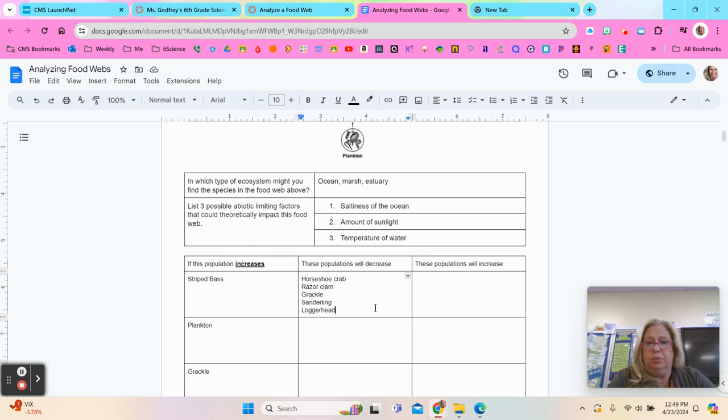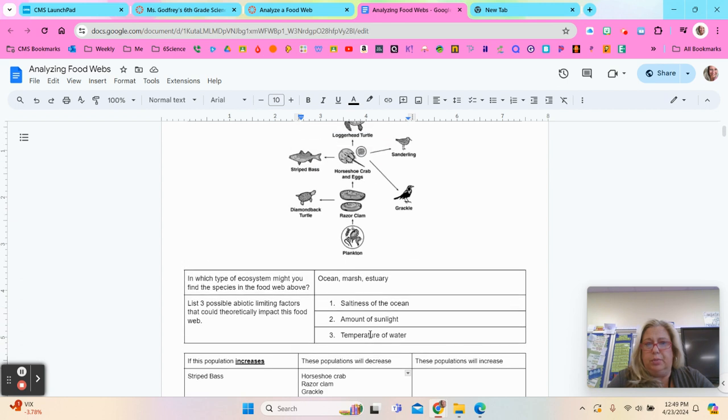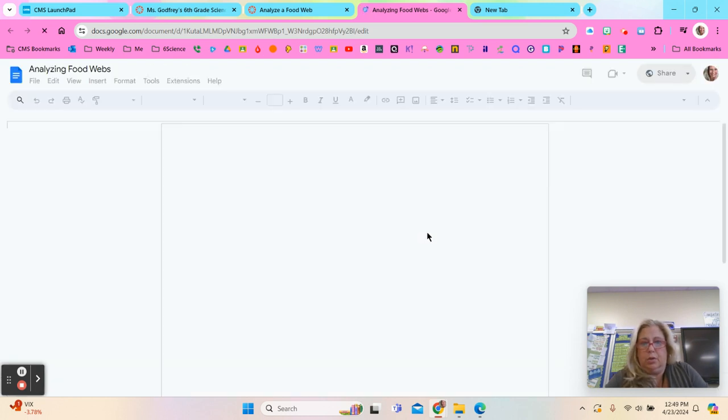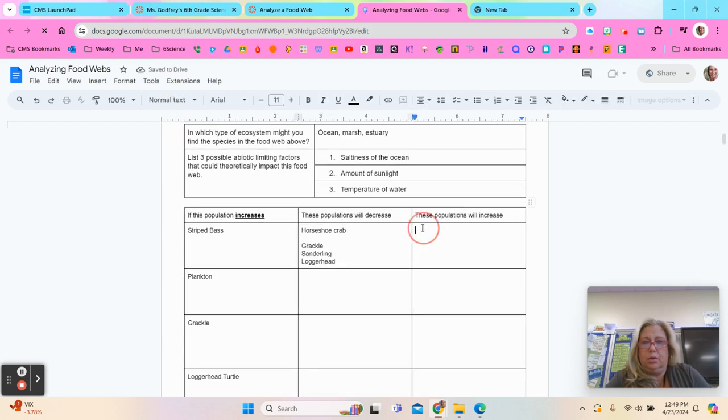So what population might increase as a result of more striped bass? So let's see. If I have so many striped bass, right, then I make this decrease. Oh, wait a minute. The razor clams. Oh, no, no, no. The horseshoe. Oh, I see. The razor clam shouldn't have gone there because the razor clam would increase. So razor clams go there. Oh, what did I do wrong? Okay. All right.